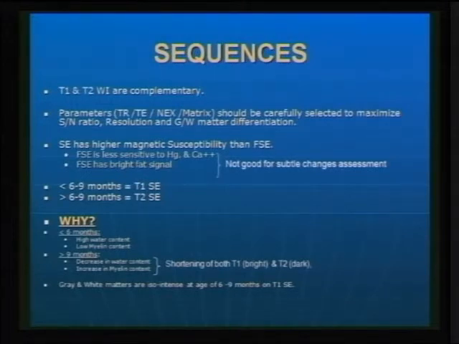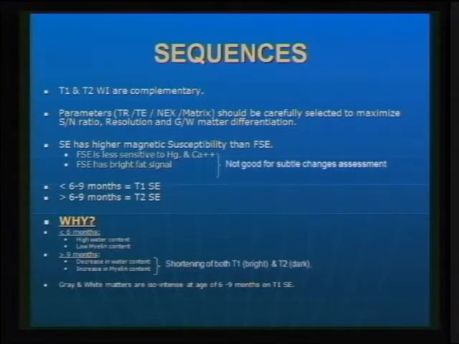In MRI, when you come to evaluating the neonatal brain, stick to the basics. Stick to T1 and T2. Fancy images are always nice to look at. Fancy sequences are always nice to use. However, they may end up leading you to a wrong diagnosis or wrong assumption. Stick to T1 and T2. And optimize your sequences. Remember that spin echo has a higher magnetic susceptibility than fast spin echo, so that fast spin echo is less sensitive to hemorrhage and calcification.